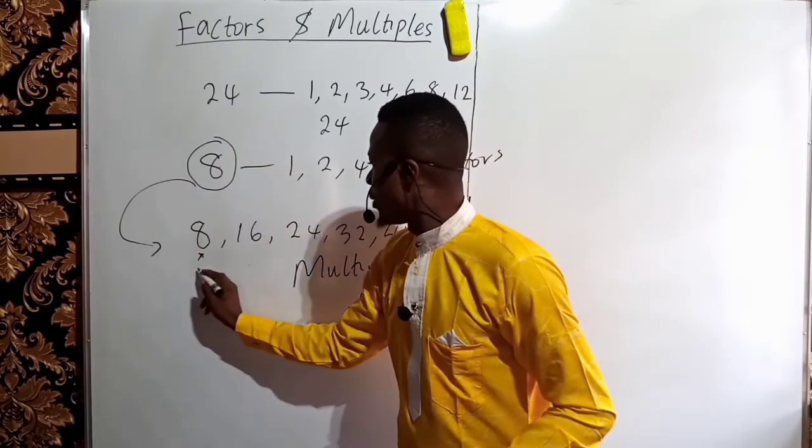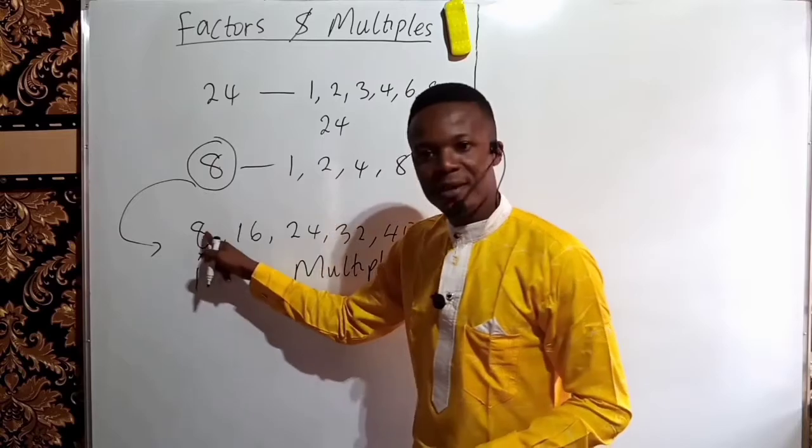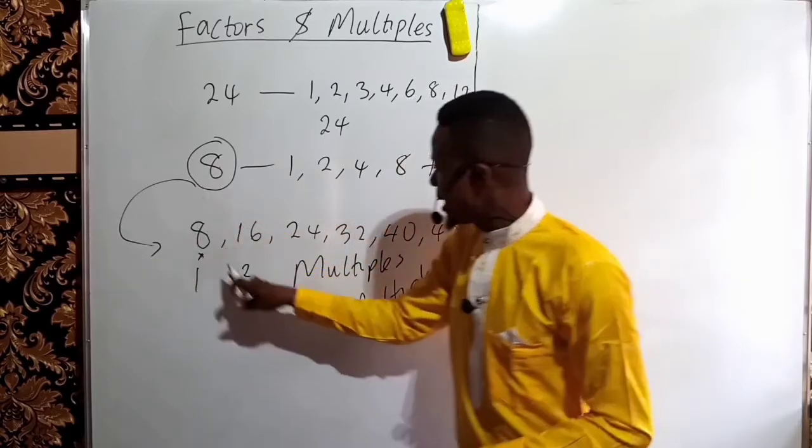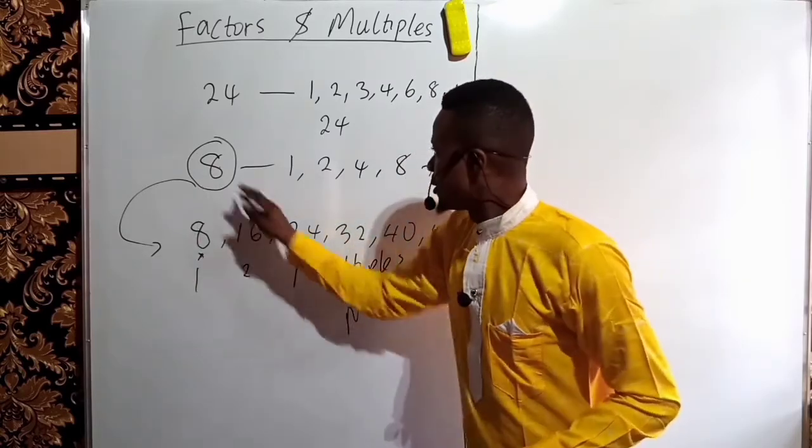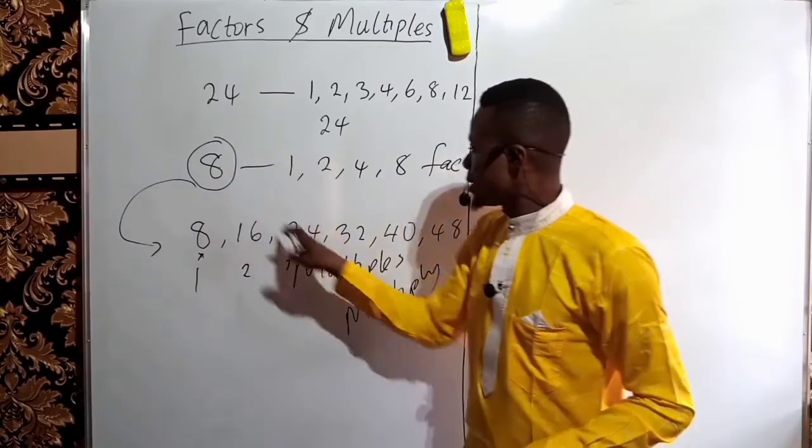When I multiply 8 by 1, 8 times 1 will give me 8. When I multiply 8 by 2, I'll get 16. When I multiply 8 by 3, I'll get 24.